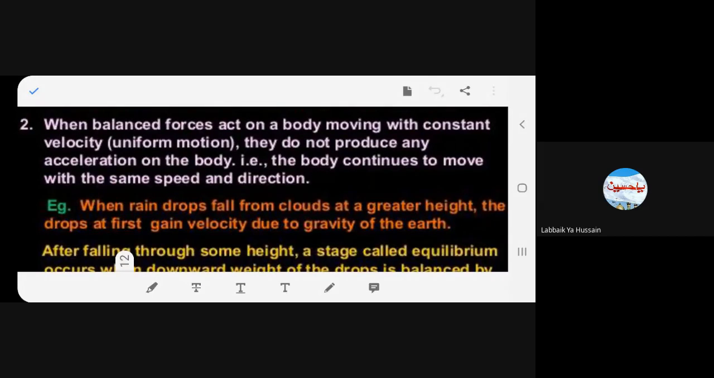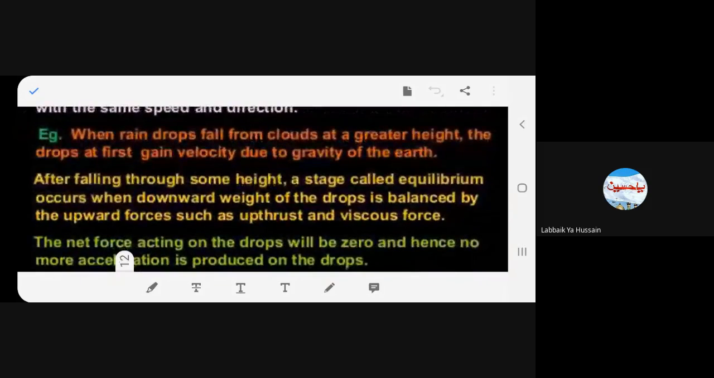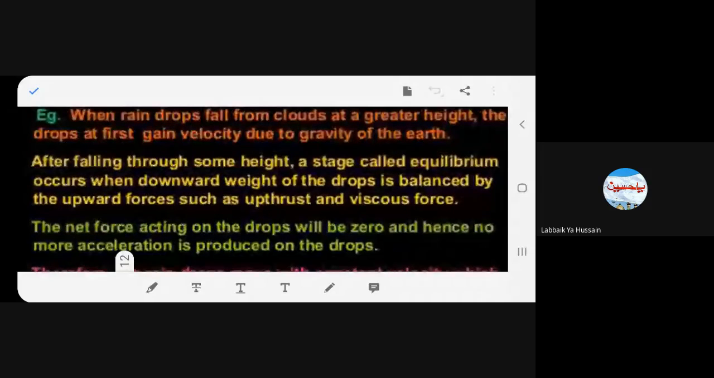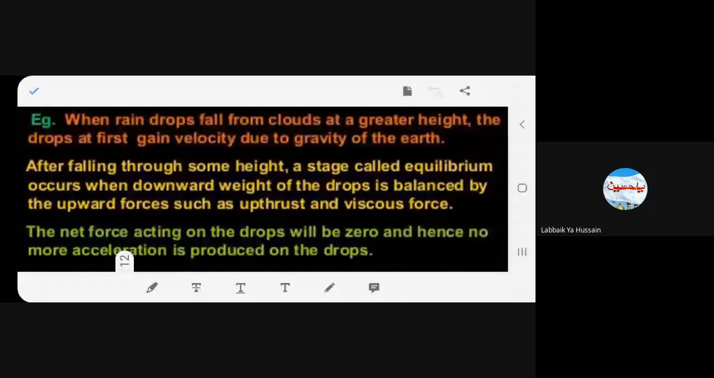So what is the example? The raindrops. From the top it is coming. From clouds it's coming. So when it starts coming, obviously it is pulled down by the gravity of the earth. Is it clear? So you can find it increases a bit. Afterwards, let's see. Yes, Septed. Start reading. After falling through some height. Yes, start reading, Better.